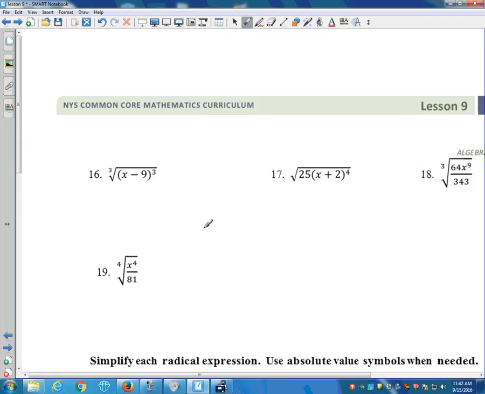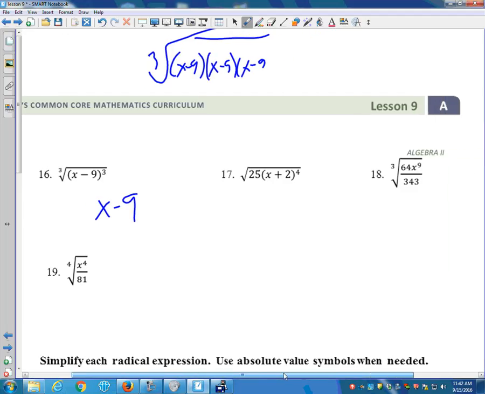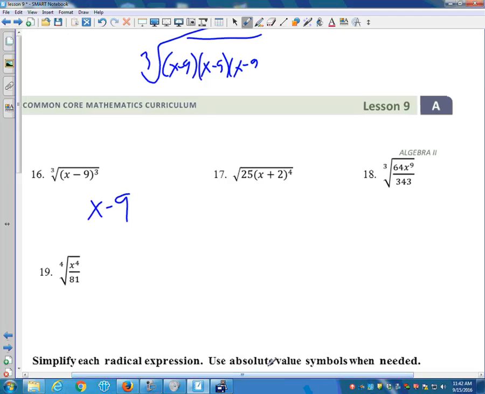Looking at number 16, you want the cubed root of x minus 9 to the third power. In other words, the cubed root of x minus 9 times x minus 9 times x minus 9. What do you think that is? X minus 9. That's all it's asking, right? You're multiplying together 3 times, that's going to be the cubed root. I won't worry about 17. And I bet you and your partner can do 18 and 19 without my help. Prove me right, please.